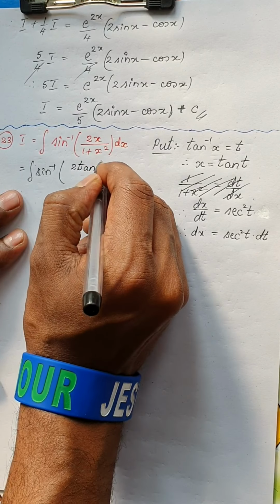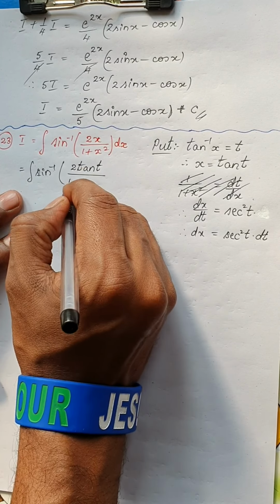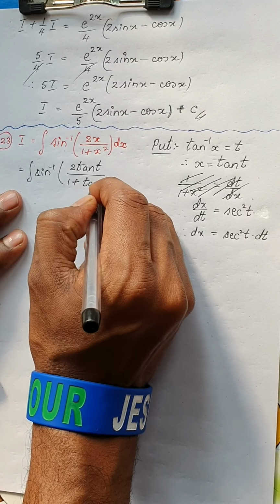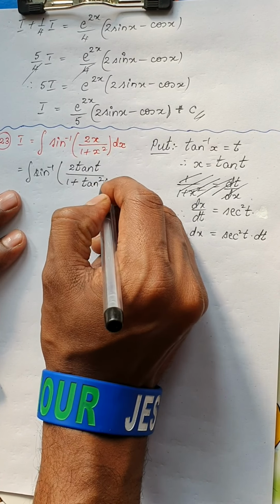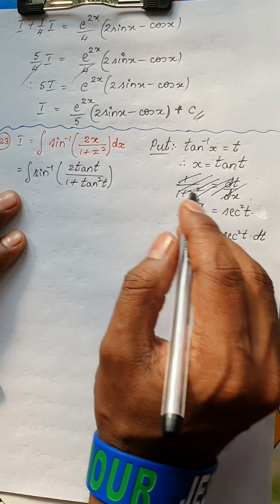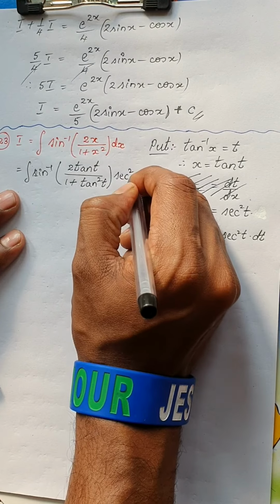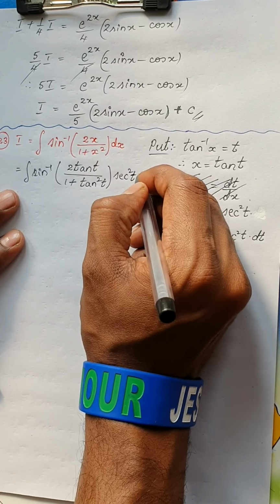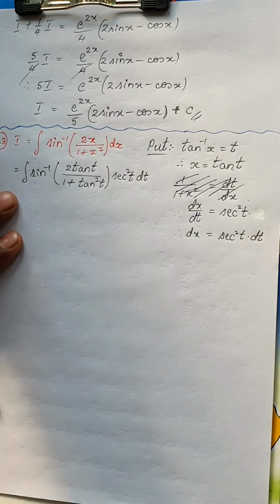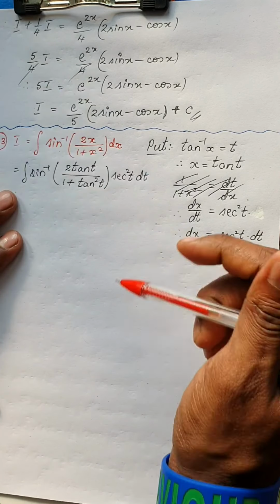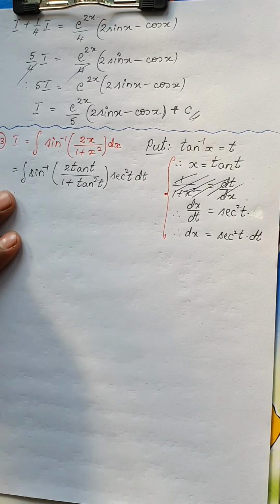So I have 2 tan t divided by 1 plus x means x square would be tan square t, and dx would be secant square t dt. Okay, this is the substitution part. Let it be kept aside.